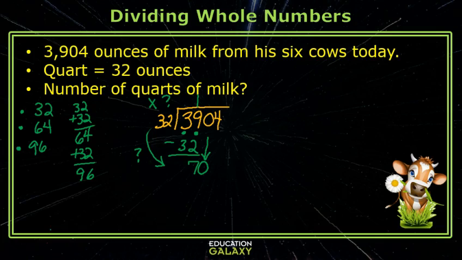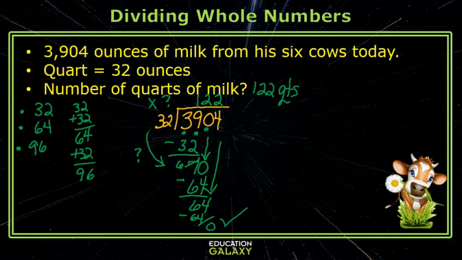So 32 will go into 72 times. Then we multiply. 2 times 32 is 64. We're going to subtract, bring down the next digit. 32 will go into 64 2 times. We subtract. And yay, we have a zero remainder.